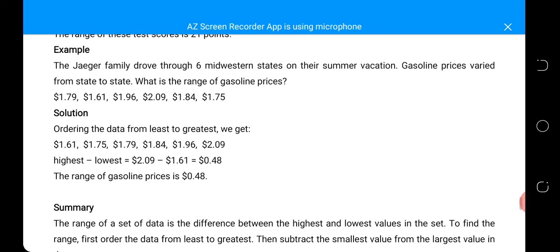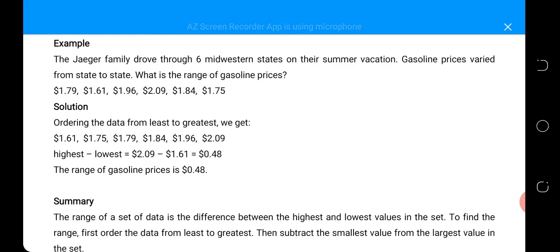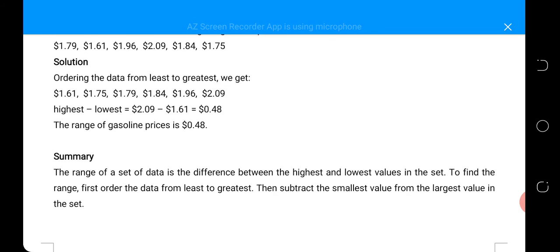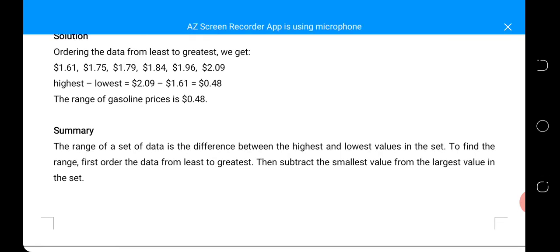Another example. The Jagger family drove through 6 Midwestern states on their summer vacation. Gasoline prices vary from state to state. What is the range of gasoline prices? Solution. Ordering the data from least to the greatest, we get this. Then highest minus lowest gives this. So the range of gasoline price is $0.48.